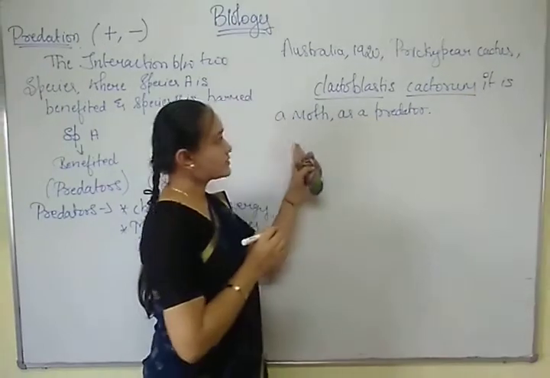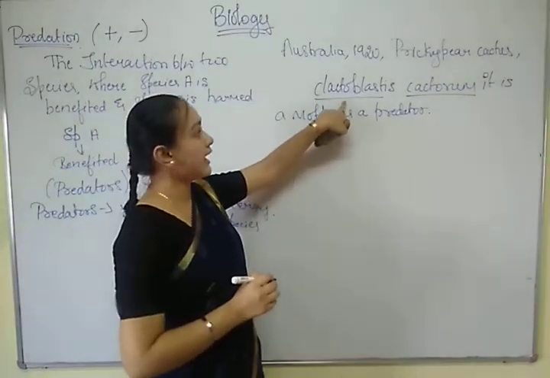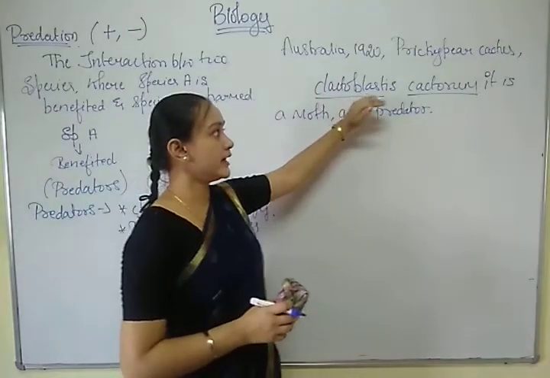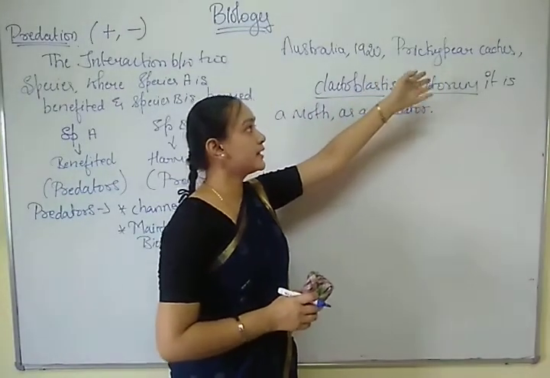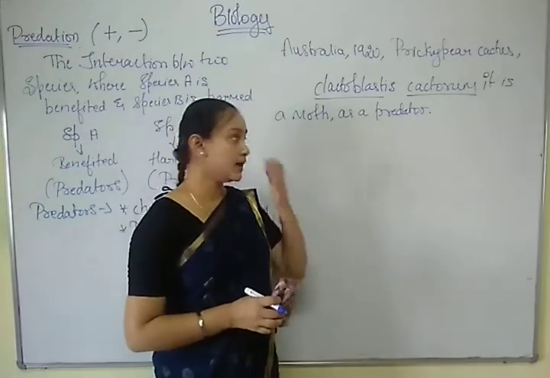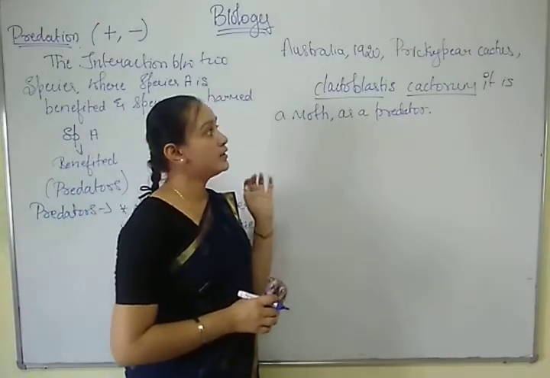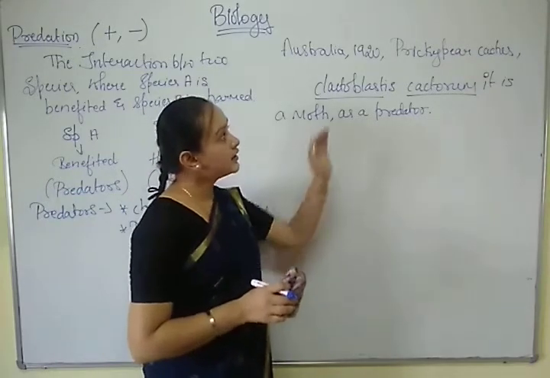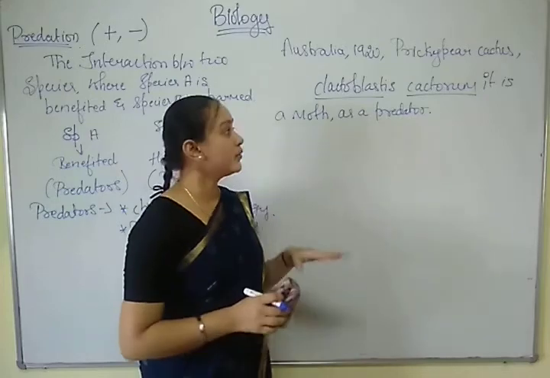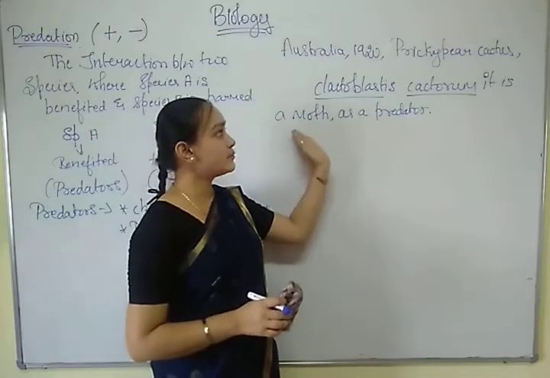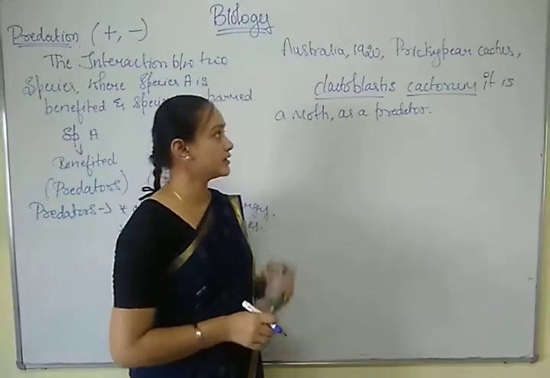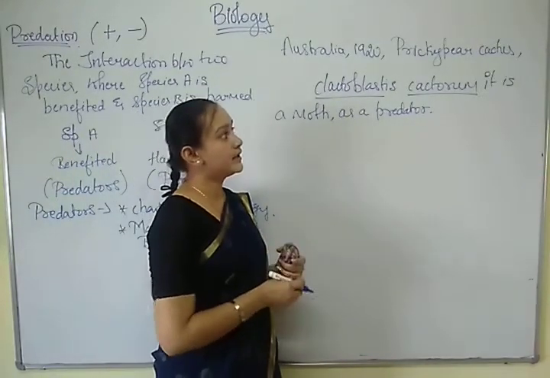Okay, so this moth, the moth name is Cactoblastis cactorum. Now it started to feed on this prickly pear cactus. In that particular region, the number of this cactus got decreased. Why did it get decreased? Because this moth is now feeding on that particular cactus.